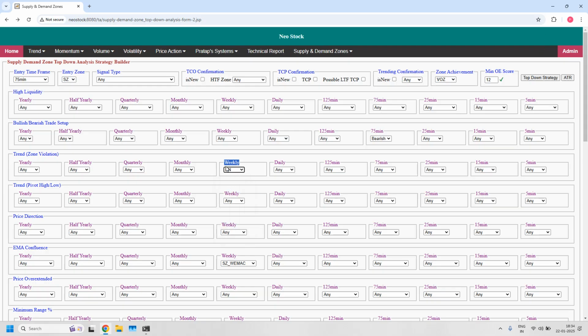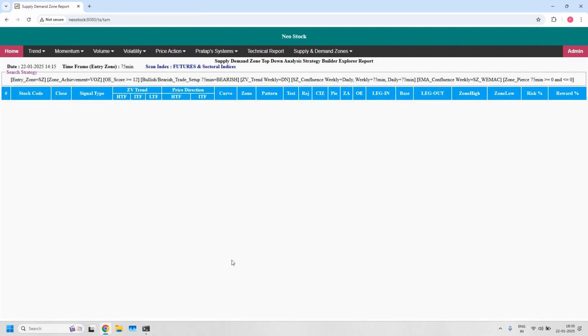Let's filter. Why weekly? Because the 75 minute zone together with the daily zone is part of the weekly zone. That's why we are looking at the weekly time frame. So we don't have any EMA confluence specific weekly zones for the daily zone, which is part of the weekly zone. So this is the bearish trade setup for weekly income trade.